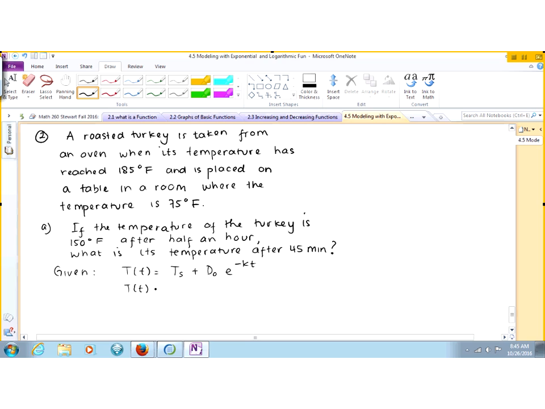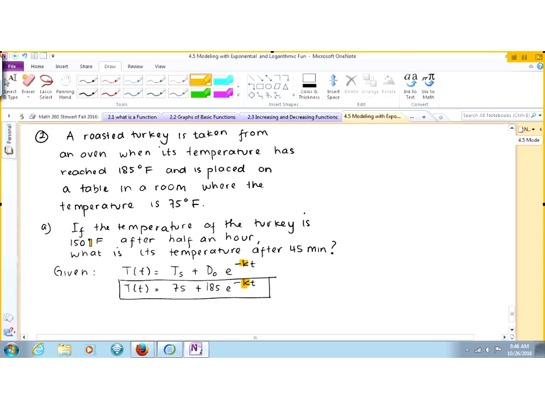So do we know Ts? Yes. 75 plus D naught, 185, e to the negative kt. So this is the formula, and I don't know what k is. That is the first thing that I need to solve. If we're looking for a temperature, would it be 150 e, not 185? 185 is the initial temperature. So yes, D naught is the initial temperature.